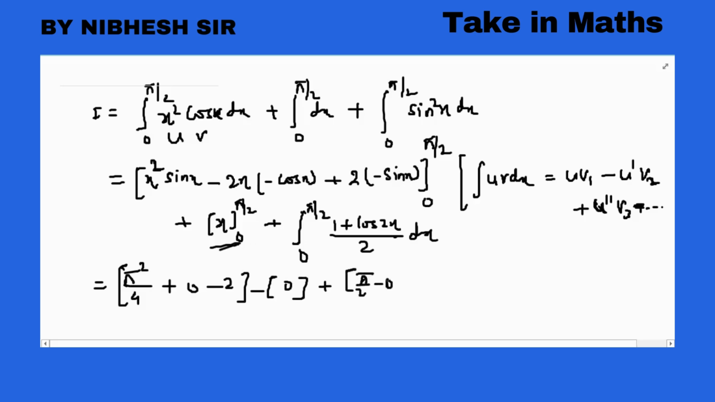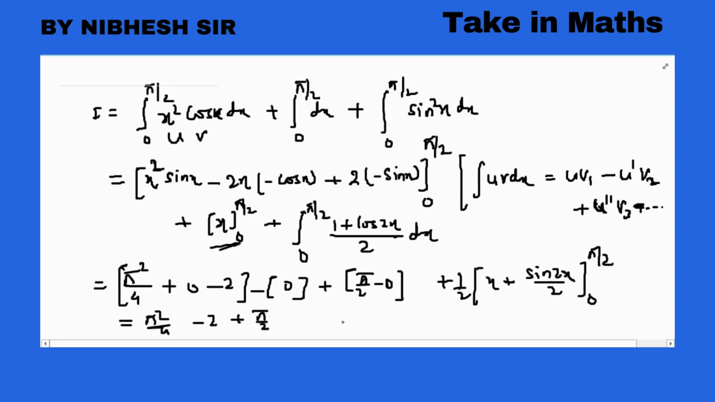Here 1 by 2 I take outside, and the integration of dx is x, the integration of cos 2x is sin 2x by 2, and the limit is 0 to pi by 2. So now we have pi square by 4 minus 2, this is pi by 2, and 1 by 2 applying the limit here, this is pi by 2, so that is our pi by 4. Now if I put sin 2 into pi by 2, sin pi is 0, and for the lower limit it is 0.